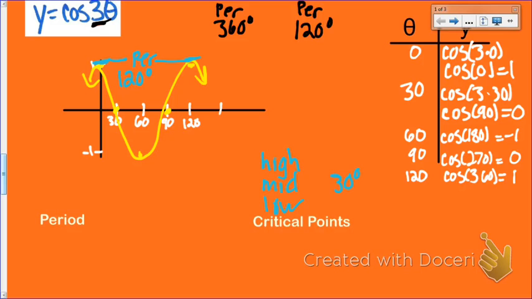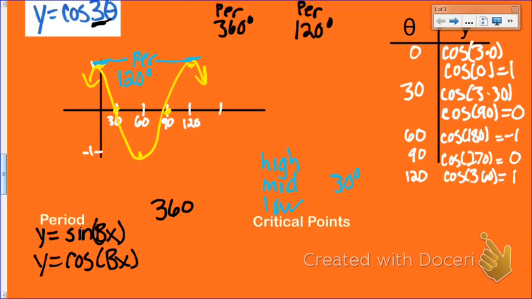So in order to find my period, let's say I have a function in the form of y equals sine of b x, or y equals cosine of b x. Then my period is 360 divided by b. Or if I'm in radians, then my period is 2 pi divided by b.